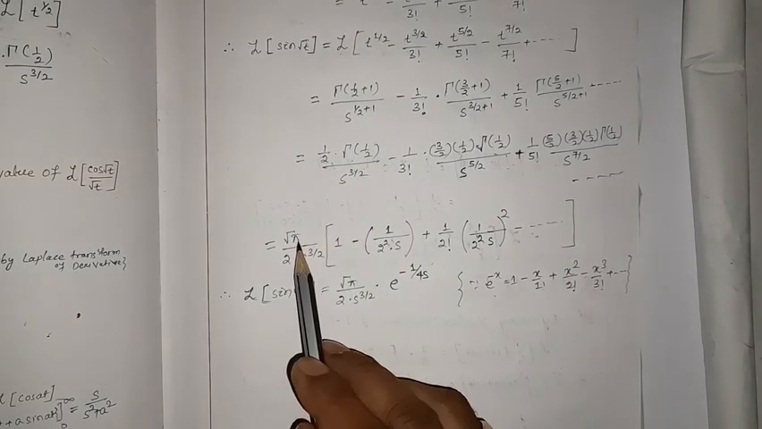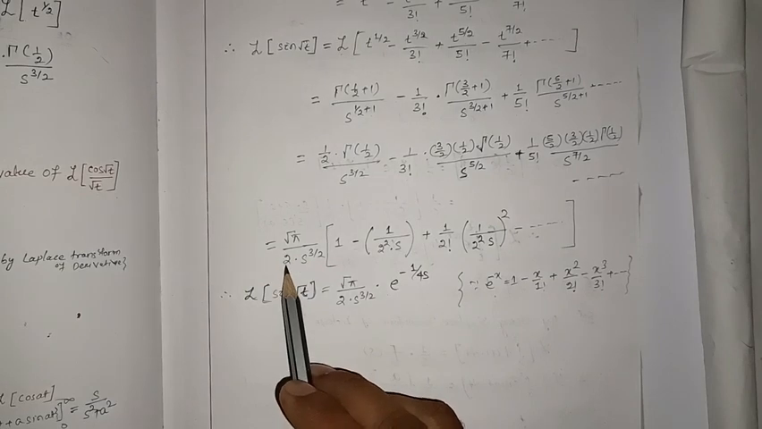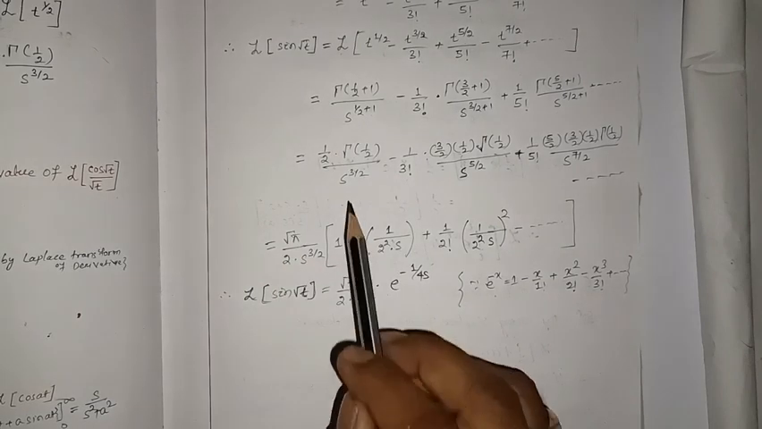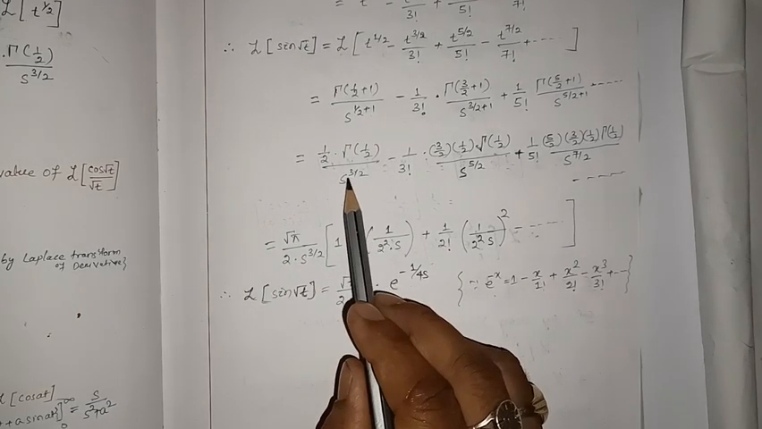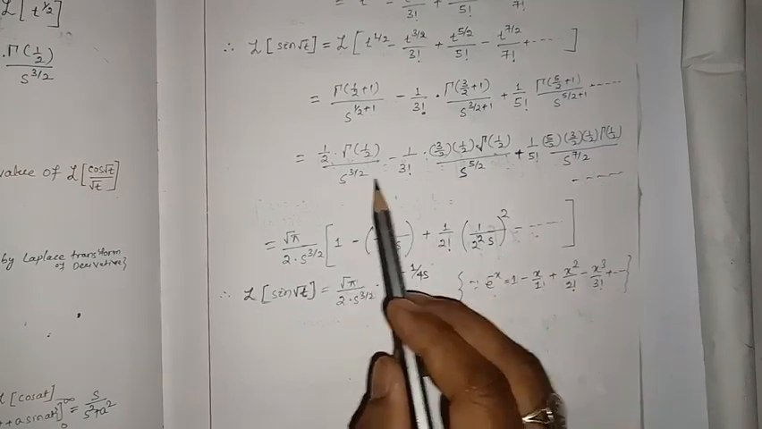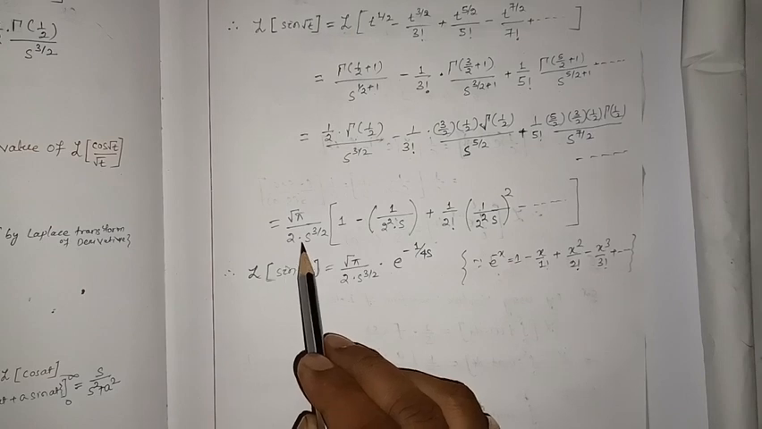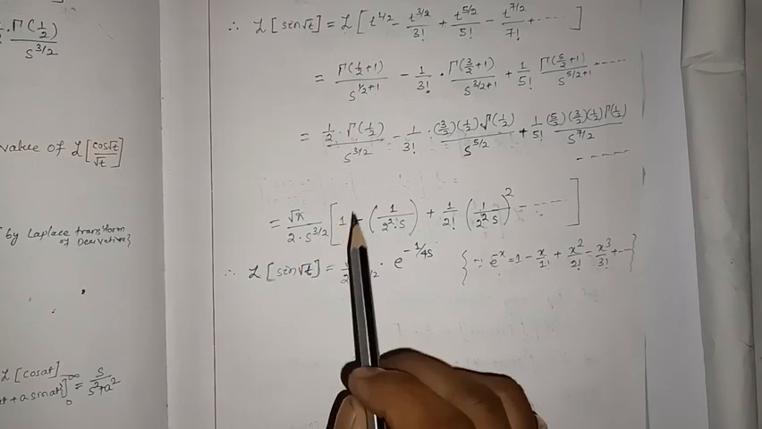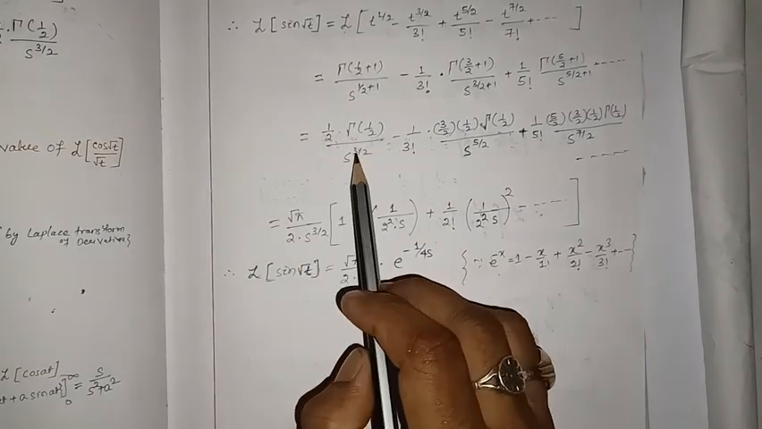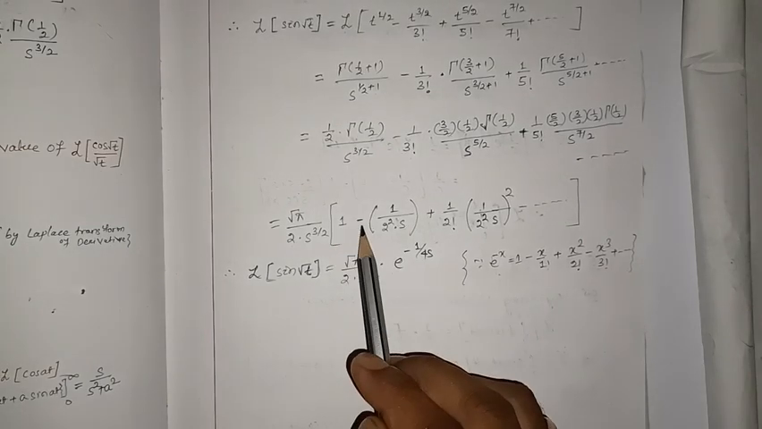Gamma half means root pi, 1 by 2 means here 2, 1 by 2 gamma half. And also s to the 3 by 2 in the denominator, we can find common in all the terms and take it outside. So root pi by 2 into s to the 3 by 2 into this term. If I consider this one, then this term will be 1 minus.